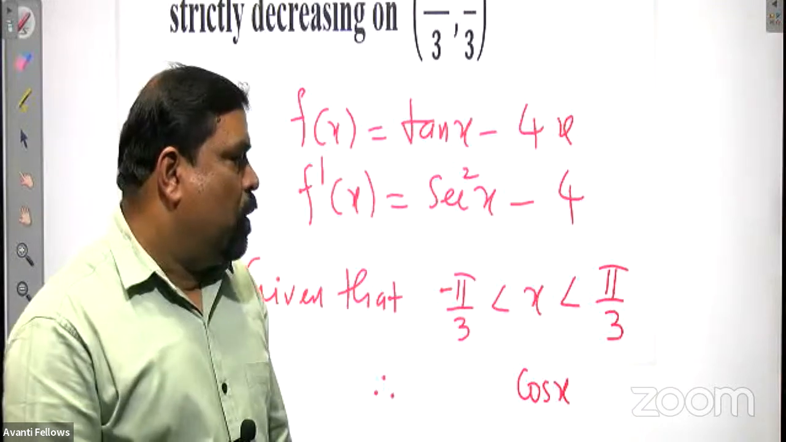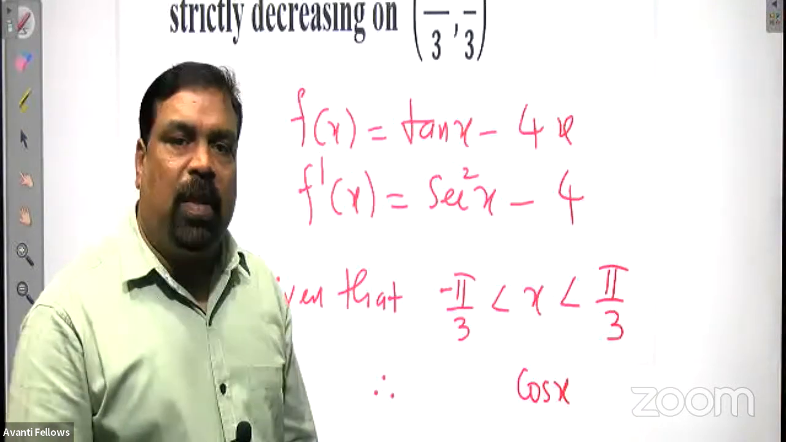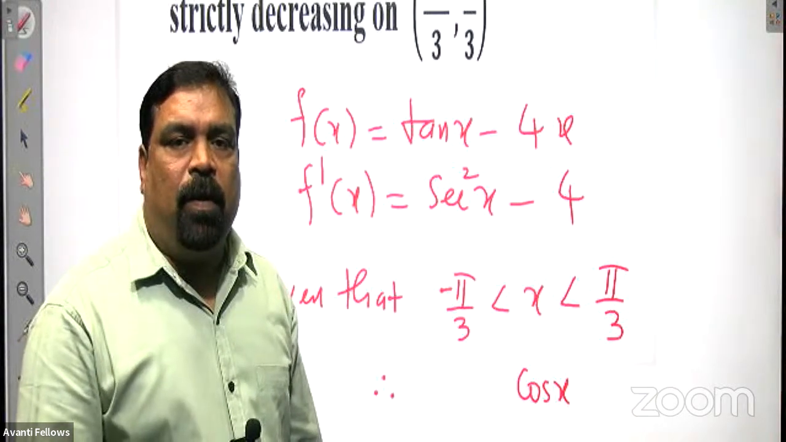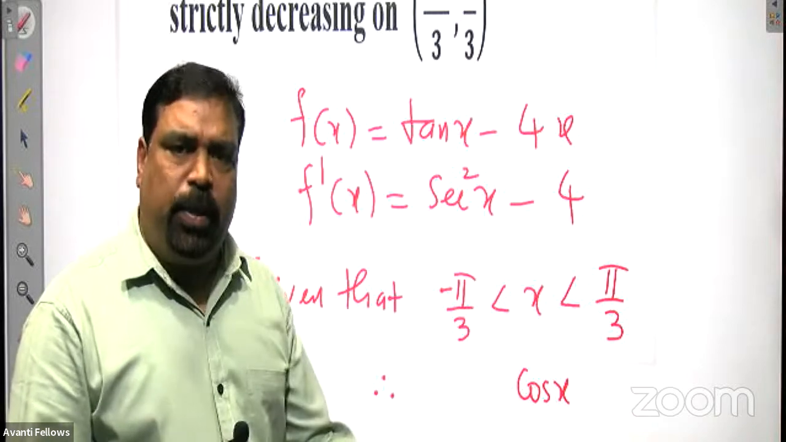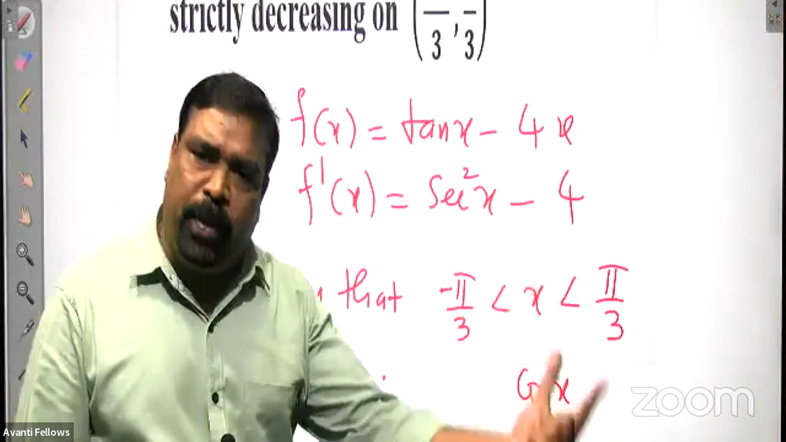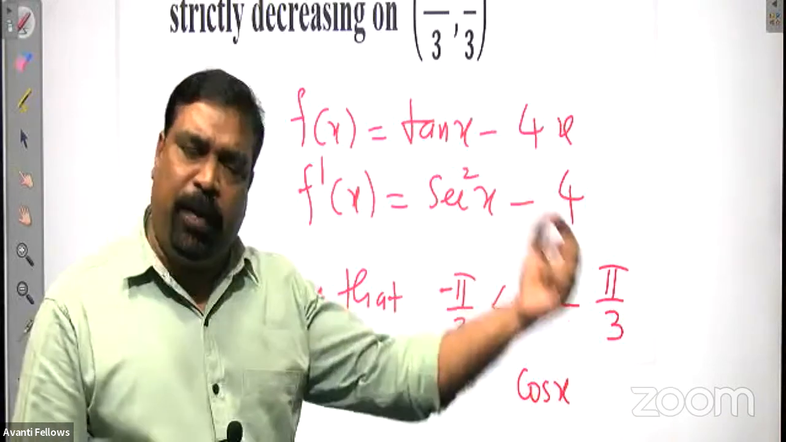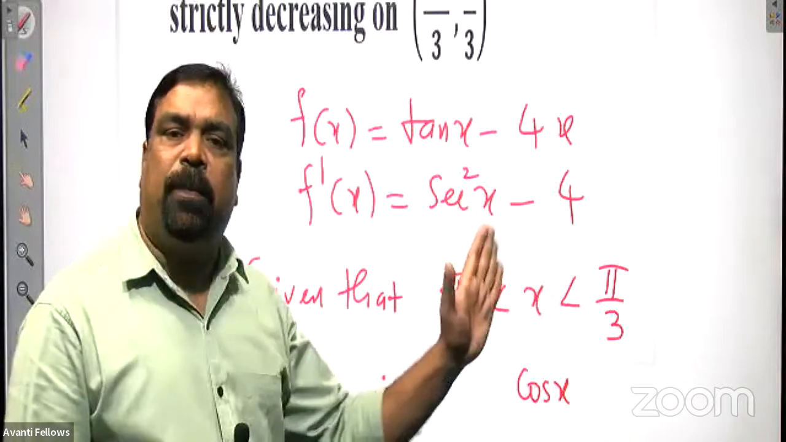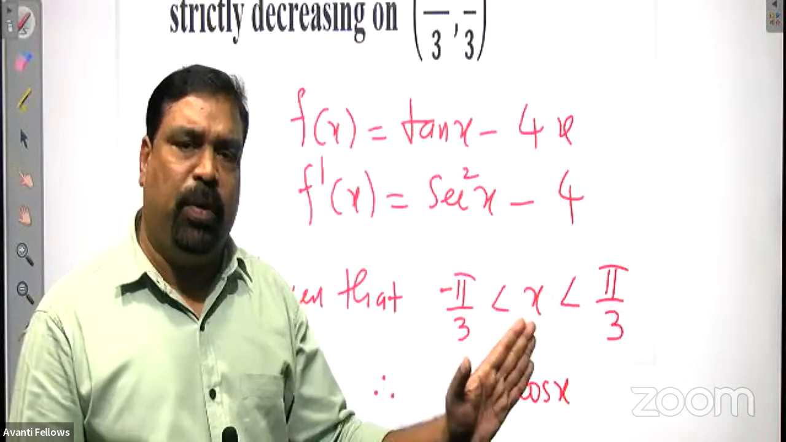You know, cos pi by 3. How much? Cos pi by 3 is cos 60, that is 1 by 2. Cos minus pi by 3 is also 1 by 2 only. And cos 0 is 1. Okay, cos 0 is 1.